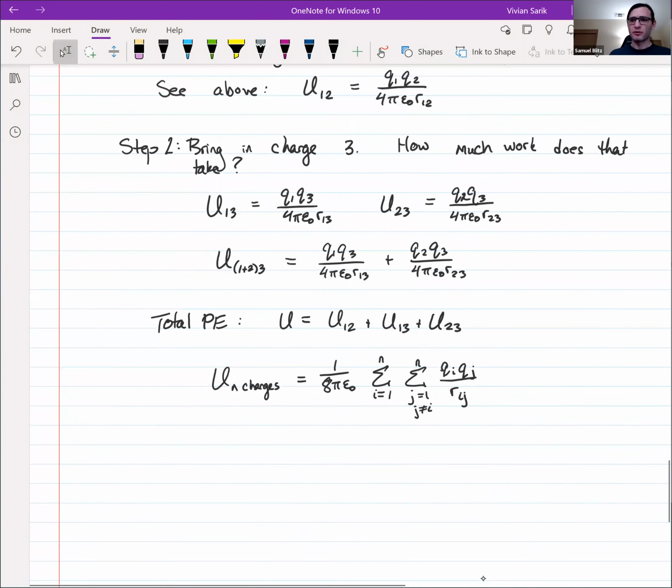So that's all fine and dandy for discrete chunks of charge, but just like how we did for electric field, when we were finding the electric field of a number of charges, we eventually wanted to know the electric field of a continuous distribution of charges, like a real object, right? And you might also want to know the potential energy of a continuous distribution of charges. So we're going to do that now.